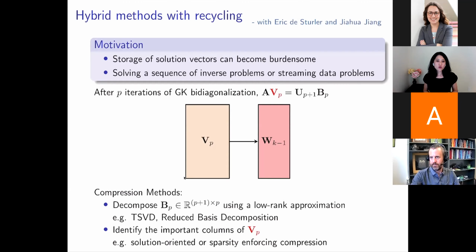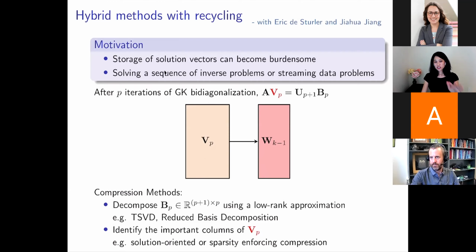And so the idea is that we would say, okay, well, let me take those vectors and compress them down. There are various ways to do the compression. You could use your bidiagonal matrix. You could identify important columns of that. But once you've compressed it down to a smaller number of vectors, how do we continue the process, right? At that point, your solution is not good enough. How do you improve your solution? So that's what the idea here is of the recycling hybrid methods.